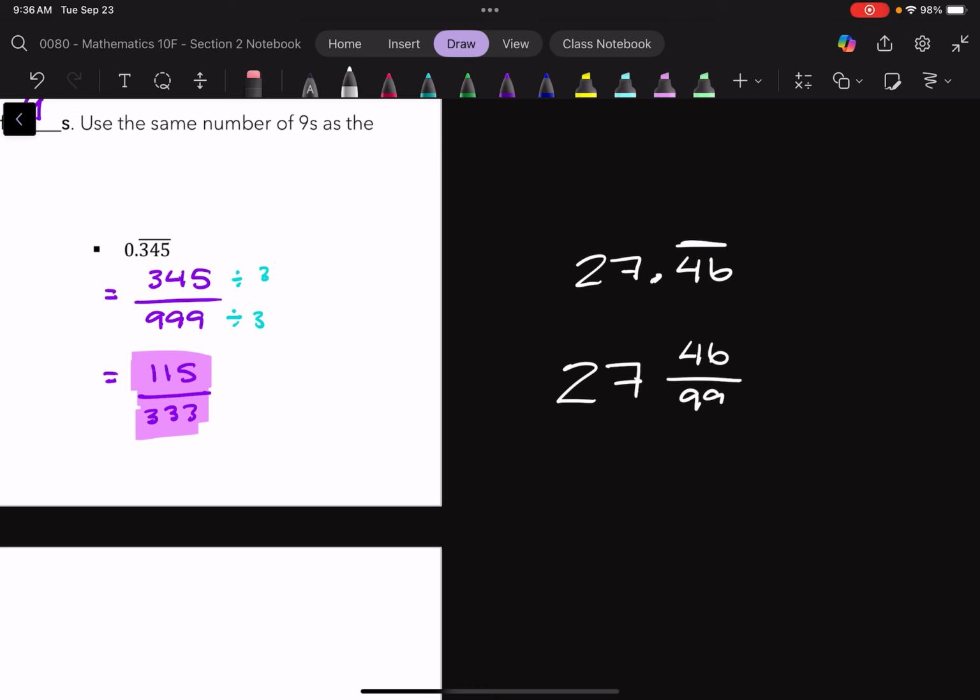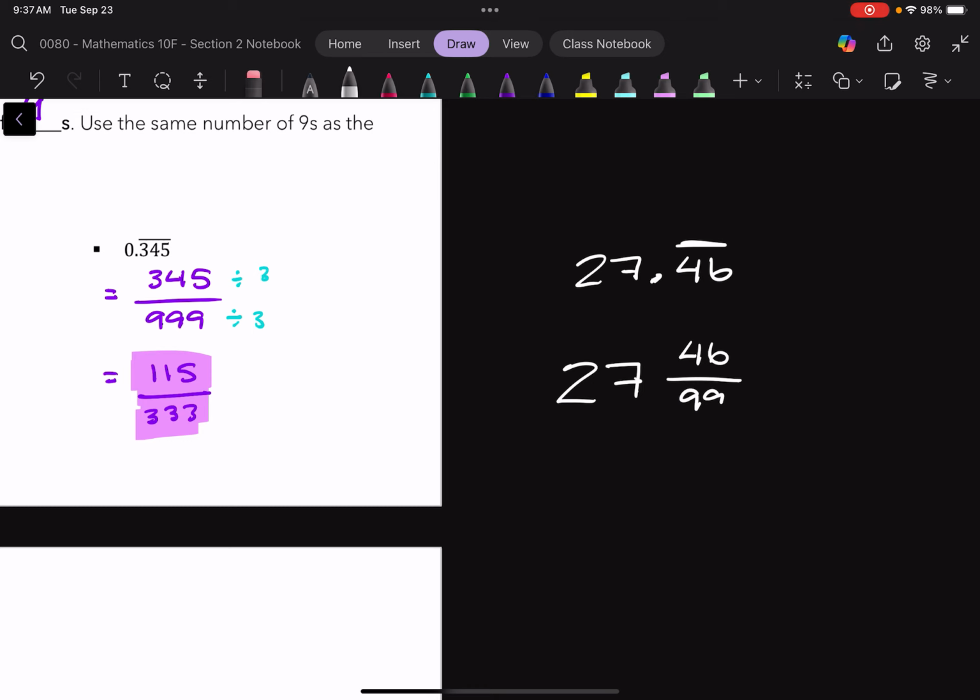And then I can go ahead and reduce if it is possible. In this case, I don't immediately see anything that 46 and 99 have in common. Knowing those divisibility rules off the top of my head really quickly helps me identify that. And then I can convert this into an improper fraction.